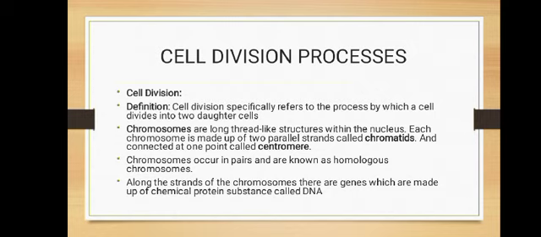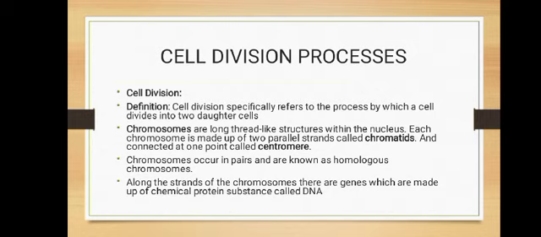So we have chromosomes of different lengths, and at different points we can find the centromeres. That means you can have 3 or 4 types of chromosomes, but depending on where the centromere is placed, we will have a different name for that chromosome. Chromosomes occur in pairs and are known as homologous chromosomes.